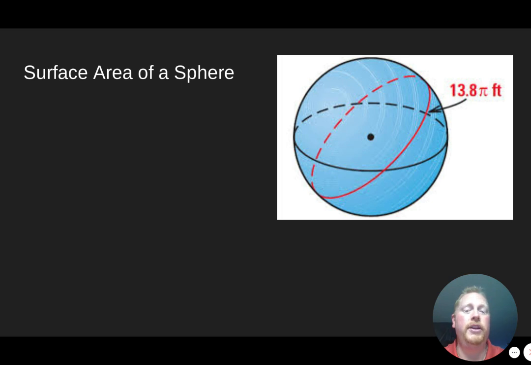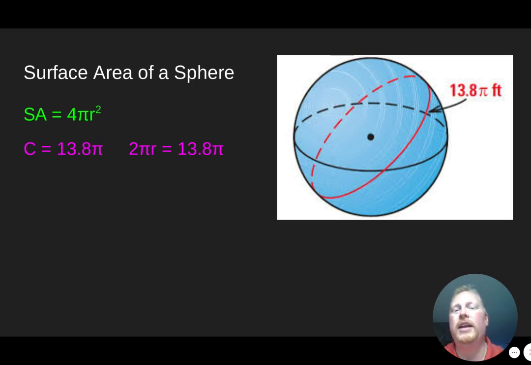So here's where it can get a little bit trickier. What if instead of giving you the radius, what if they gave you the circumference of the Great Circle? So we're still going to use the surface area formula, but we're also going to use the circumference formula. Because the circumference is 13.8 pi, and we know that the circumference is 2 pi r, let's go ahead and just set up that equation. 2 pi r equals 13.8 pi. And we're going to use that to find the radius. So to get the radius by itself, let's divide by 2 pi. And when we do, the pi's cancel out, and 13.8 divided by 2 is 6.9.